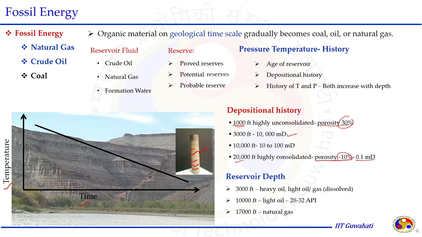So if the reservoir is drilled at 3000 feet depth and crude oil is found, it is in the nature of heavy oil or some light oil where the gas is dissolved. If we are going deeper, light oil is expected to be produced, and if we are going further deeper, it is expected the well is producing natural gas predominantly.